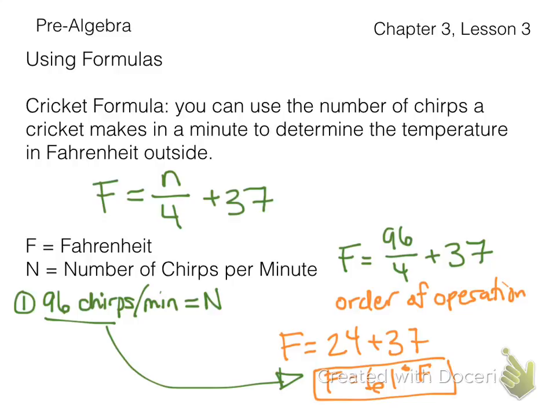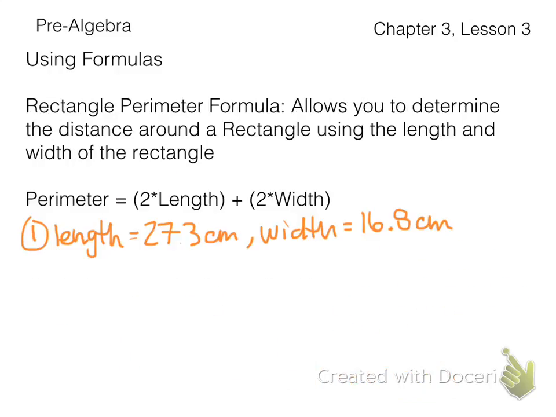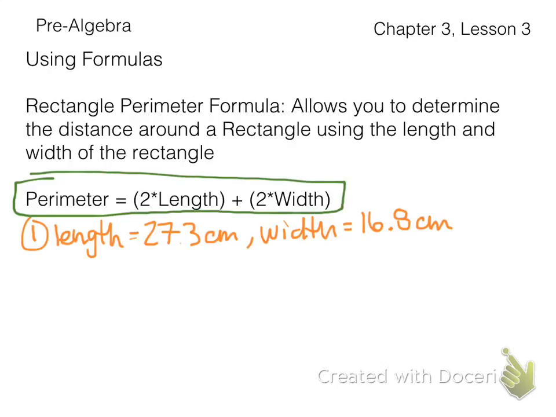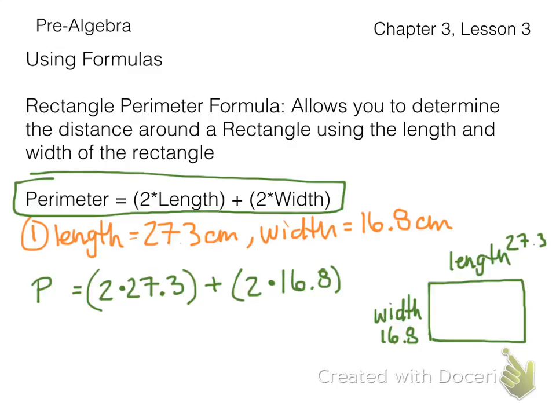Actually, it's pretty awesome. All right, next formula you're going to have to use a lot is the rectangle perimeter formula. It allows you to determine the distance around a rectangle using the length and width of the rectangle. So the formula is perimeter is equal to 2 times the length plus 2 times the width. So if length is 27.3 centimeters and the width is 16.8 centimeters, I plug it into the formula, and I'm going to get 2 times 27.3 plus 2 times 16.8.